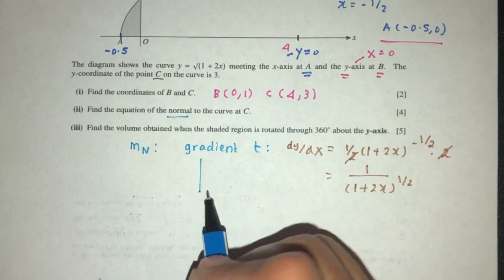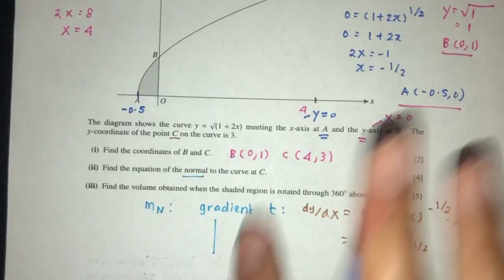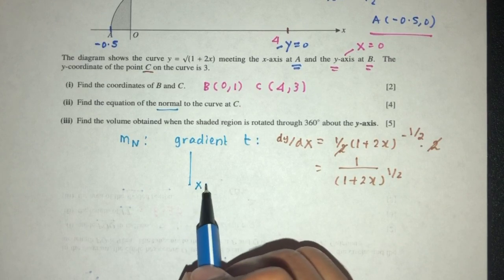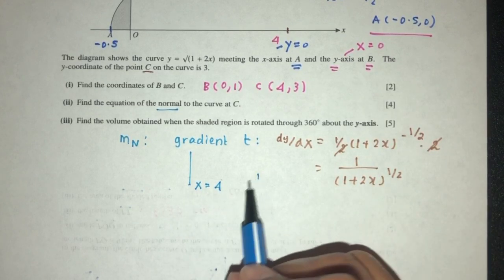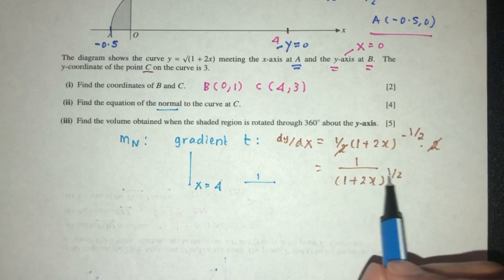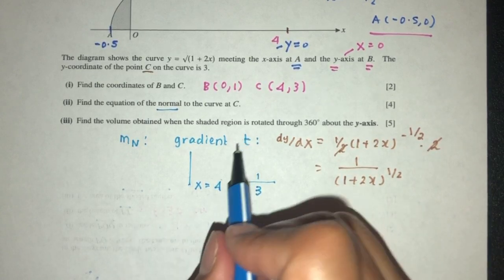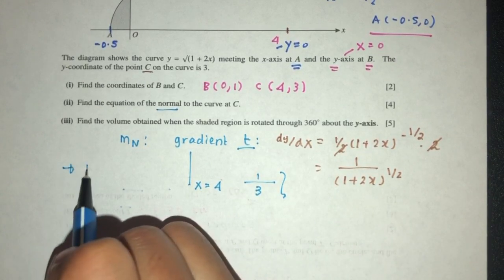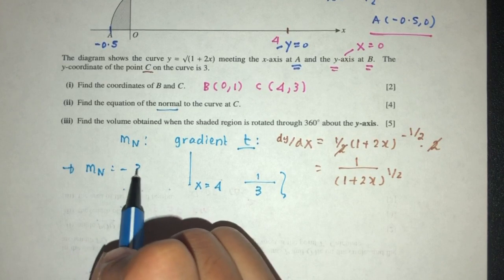Now at the value of c, at the point c, right? So let's find the value of this at the point c. Point c, x value is 4. Replace: 1 over, 2 times 4 is 8, plus 1 is 9, square root is 3. So the gradient of tangent is 1 over 3. From this we derive the gradient of normal will be minus 3.